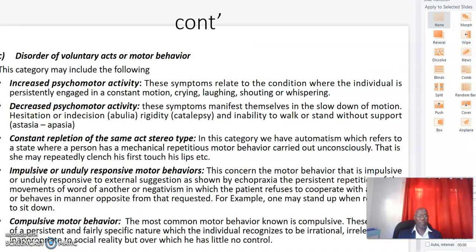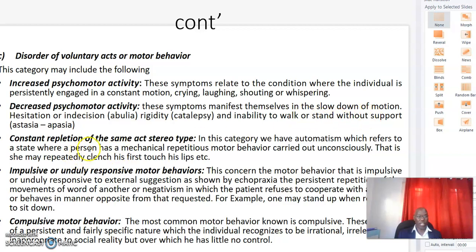Number 3 is the disorder of voluntary acts of motor behavior, and this category may include the following: 1. Increased psychomotor activity. These symptoms relate to the conditions where the individual is persistently engaged in constant motion, crying, laughing, shouting, or whispering. 2. Decreased psychomotor activities. These symptoms manifest themselves in the slowdown of motion, hesitation or indecision, rigidity, and inability to walk or stand without support.